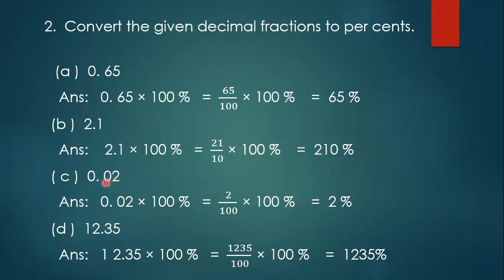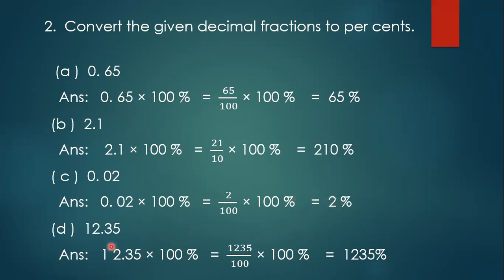Next one, 0.02. 0.02 as fraction we can write 2 upon 100. Why 100 taken? Here how many decimal places are there? 2 decimal places. So we will be writing 2 by 100. There is no need of writing 0, as 0 coming in the left side of the number has no value. So we'll write it as 2 by 100. 2 by 100, for converting into percentage again we will be multiplying it by 100. 100 and 100 will be cancelling. What will be left? 2%.